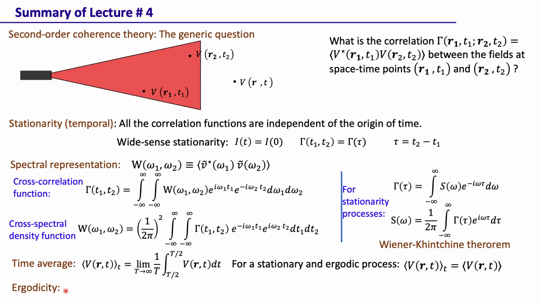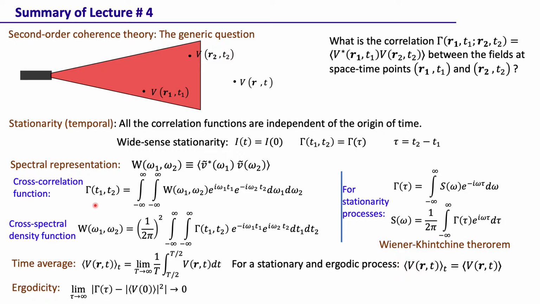We also looked at ergodicity, which is defined by this condition. It essentially means that if all the random fluctuations of a statistical process can be contained in a finite time interval, then the process is ergodic. We saw that if the process is stationary and ergodic, we can replace the ensemble average by the time average. These are the concepts we looked at in the last lecture.